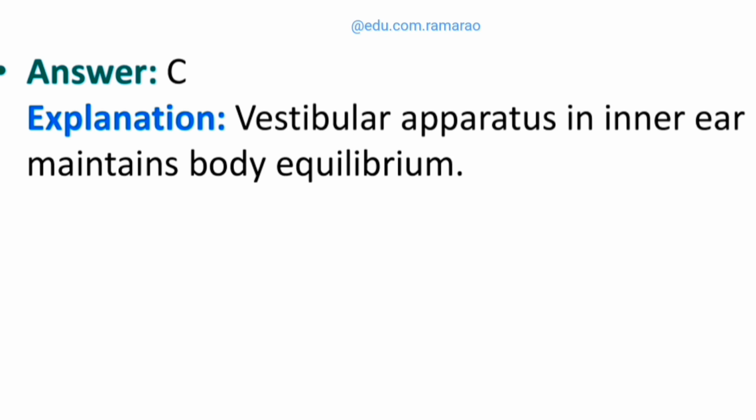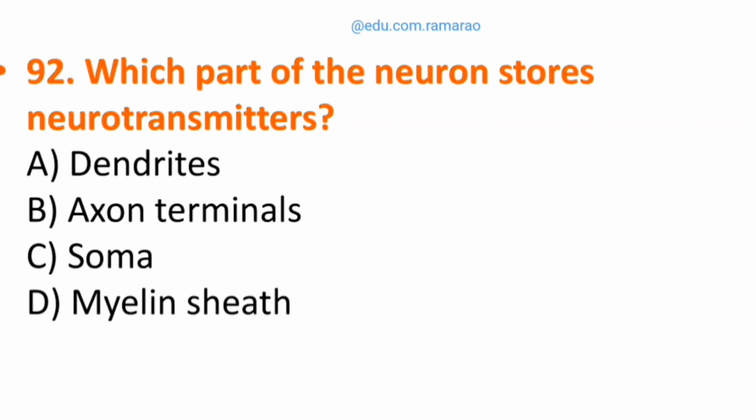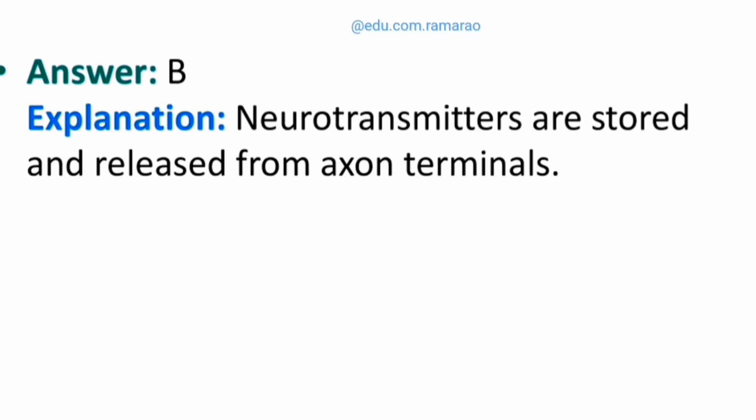The next question. Which part of the neuron stores neurotransmitters? Option A dendrites, option B axon terminals, option C soma, option D myelin sheath. The correct answer is option B. Neurotransmitters are stored and released from axon terminals.